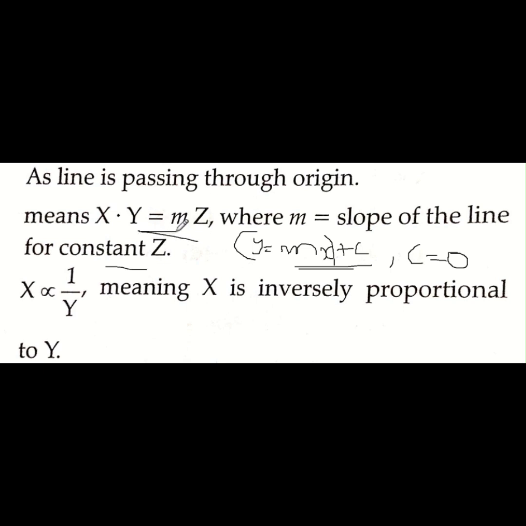I can say that because this is a basic equation. m is already constant because it is the slope, and x, y, and z are the factors which vary. So if I keep z constant, this whole term becomes constant. Then only I can write x directly proportional to 1 by y. So among all these options, this is the one that satisfies the equation. So this is the answer.